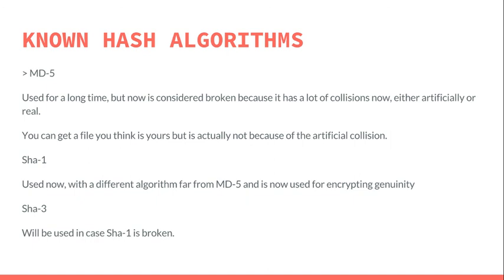Now we are using SHA-1. It is a different algorithm than MD5 and it is used for verifying genuineness, so it is definitely more widely used and safer now than MD5, but even then SHA-1 is considered dangerous. There are rumors that it's now prone to being broken because computers are getting faster and smarter. So now people are creating SHA-3, which is not out yet. We are still using SHA-1, but SHA-3 will be used once SHA-1 is proven to be broken.